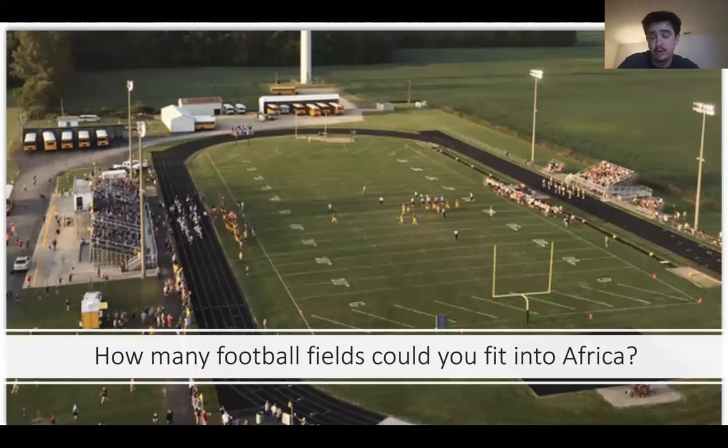So first thing I want you to do is think about how big a football field is, and jot down your best guess how many football fields you think you could fit into Africa. Okay, so just take a second, think about the size of a football field, like the one here, and think of a number of how many you think you could fit into the continent of Africa, and just write that number somewhere on your paper.